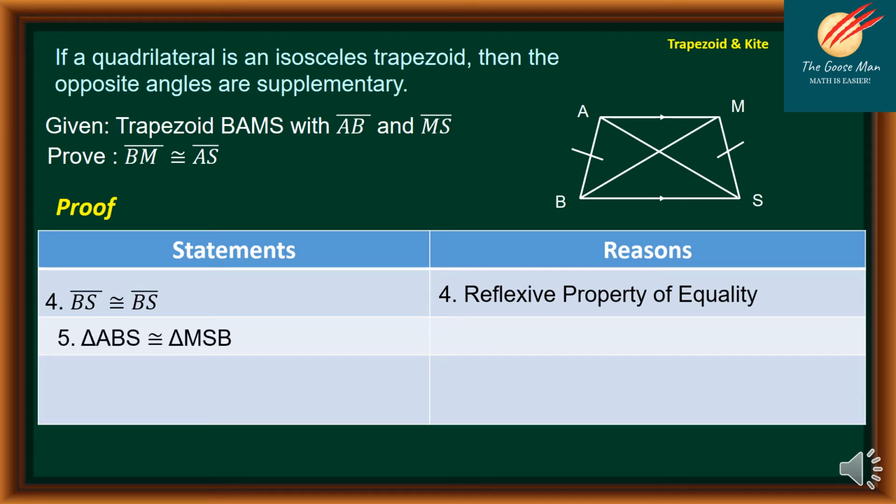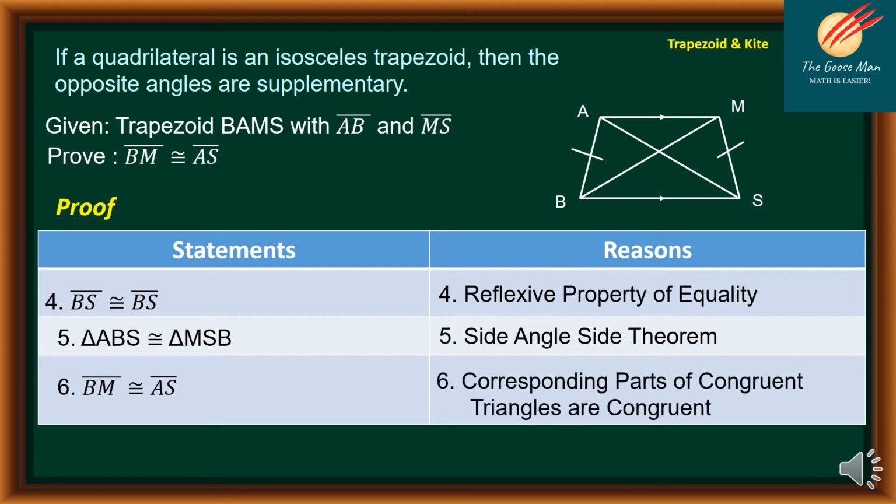For number 5, we have triangle ABS is congruent to triangle MSB. The reason is the side-angle-side theorem. And finally, we have BM is congruent to AS because corresponding parts of congruent triangles are congruent.